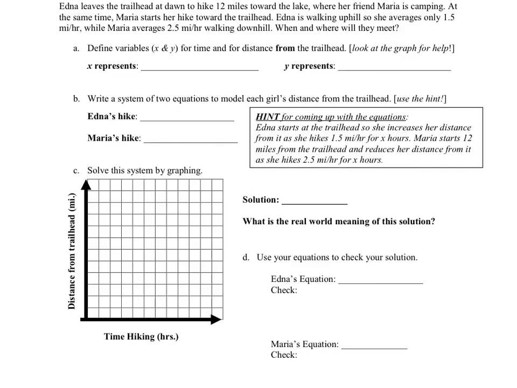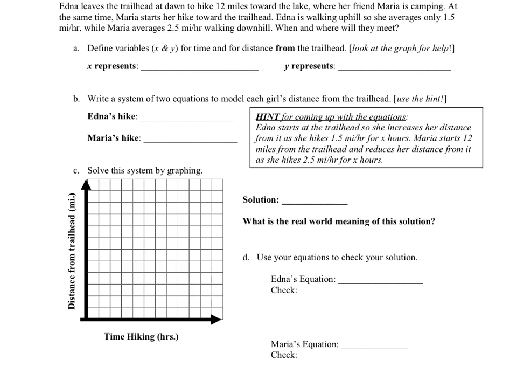Okay, make sure you have read this word problem and you've actually given it a try before you start listening to my explanation, because my explanation will make a whole lot more sense if you've actually read the problem completely. So it says here that Edna leaves the trailhead and she hikes 12 miles toward the lake where her friend Maria is camping. At the same time, Maria starts her hike toward the trailhead, and then Edna is walking uphill, so she averages only 1.5 miles per hour, while Maria averages 2.5 miles per hour walking downhill. When and where will they meet?